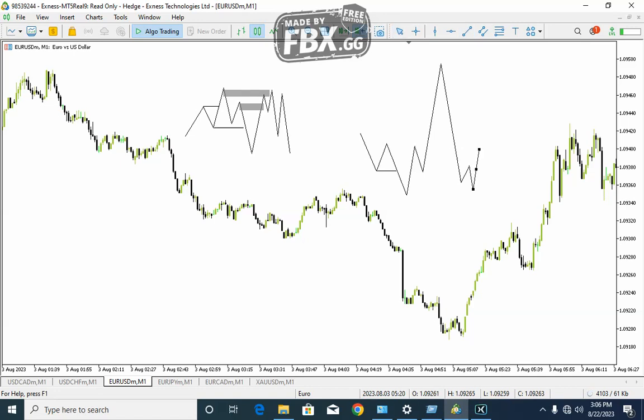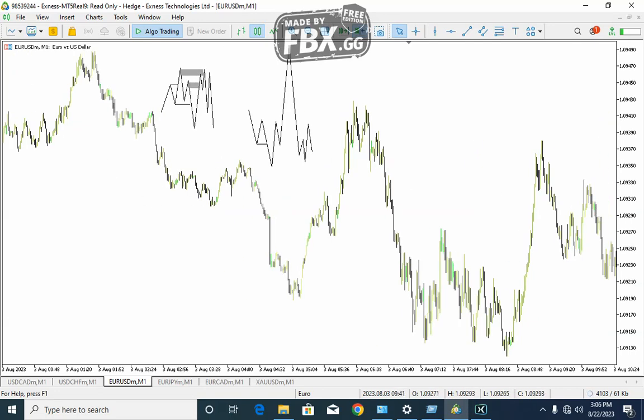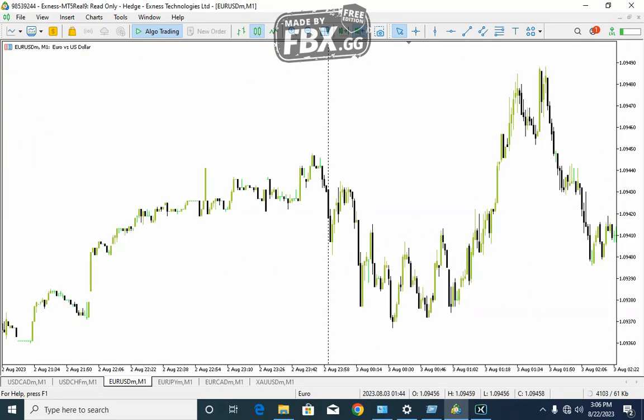So you can see this is a break of structure to the upside, and that is where you enter right here. You enter just at this particular level. You understand? So that's how you trade the flip zone, right? That is how you trade the flip zone.